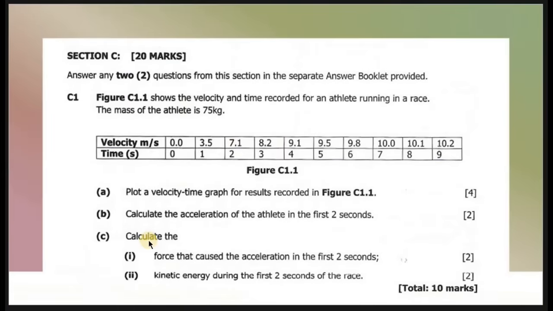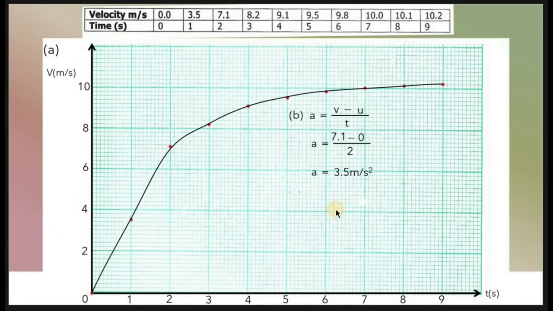Then the other question, C1, says calculate the force that caused the acceleration in the first 2 seconds. So force is equal to mass times acceleration. Remember, the mass of the athlete was 75. So mass 75 times the acceleration which you have found here will be equal to 262.5 newtons as the force.